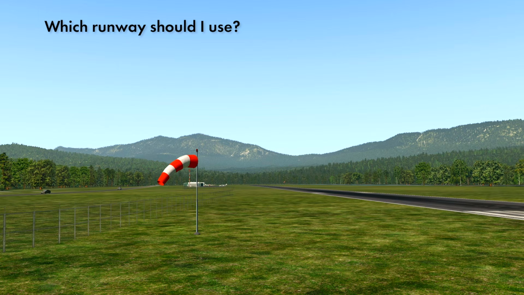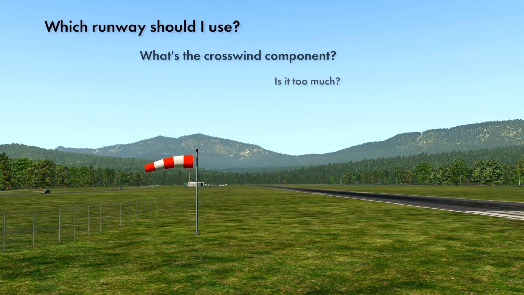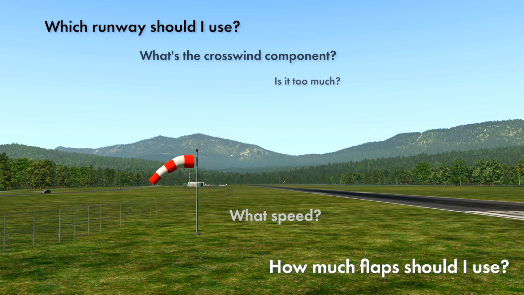Which runway should I use? Or what's the crosswind component right now, and is it too much? Maybe the procedural side is unclear. What amount of flaps is appropriate, and what speed? Let's cover each of those areas, starting with crosswind technique.